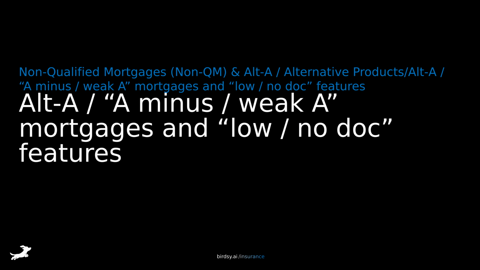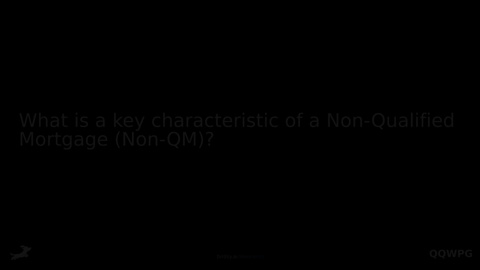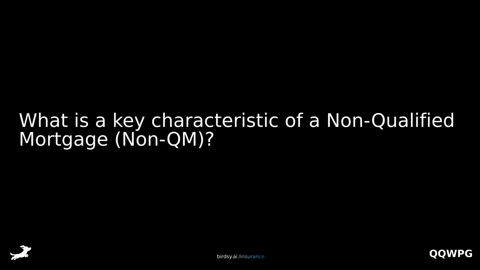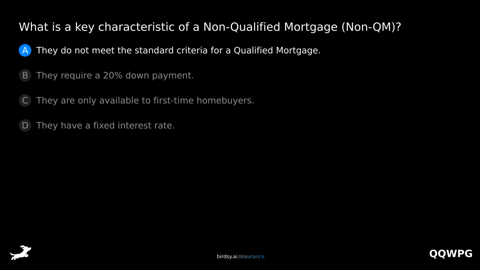Alt-A, A-minus, weak A mortgages, and low and no-doc features. What is a key characteristic of a non-qualified mortgage? Is it A, they do not meet the standard criteria for a qualified mortgage? B, they require a 20% down payment? C, they are only available to first-time homebuyers? Or D, they have a fixed interest rate? The answer is A. They do not meet the standard criteria for a qualified mortgage.